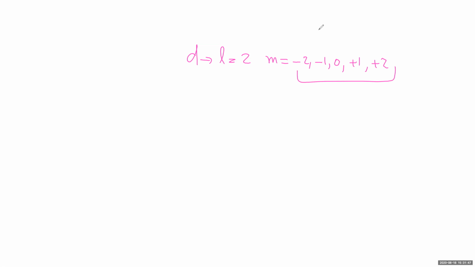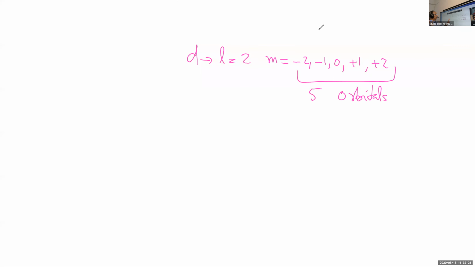You come to the D. I jumped D. What will be the L value for D? 2. Yes, S, P, D, that is equal to 2. So m values are minus 2, minus 1, 0, 1, and plus 2. How many m values are possible? 5. How many orbitals are possible? 5 orbitals. Do you remember? The 5 orbitals are dxy, dxz, dyz, dx square minus y square, and dz square.